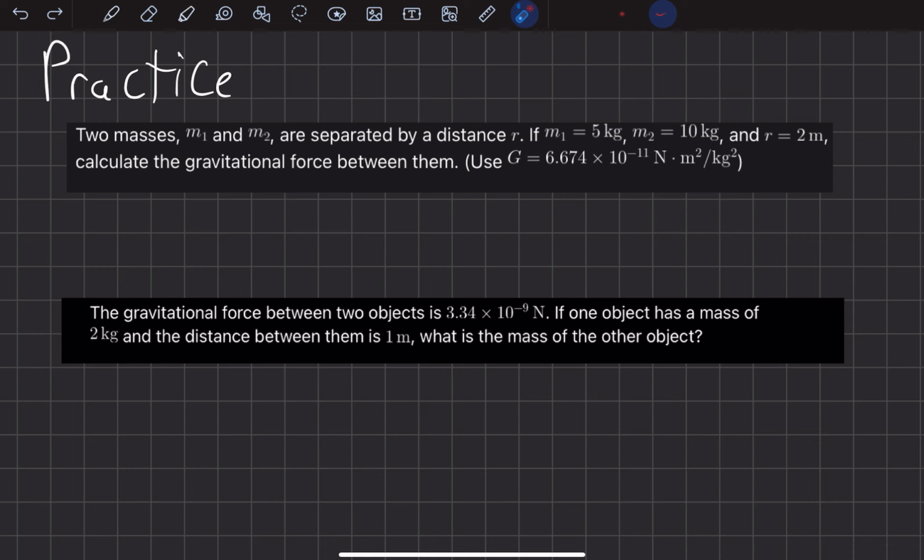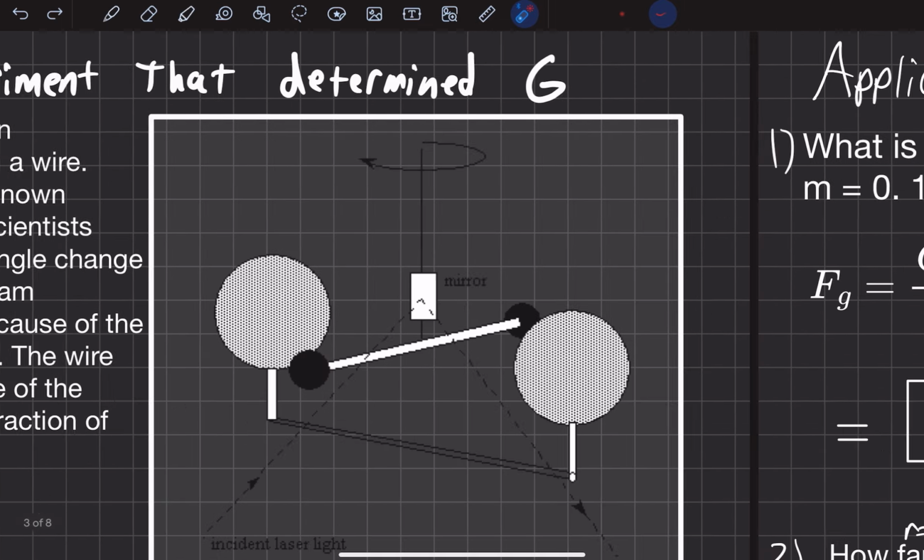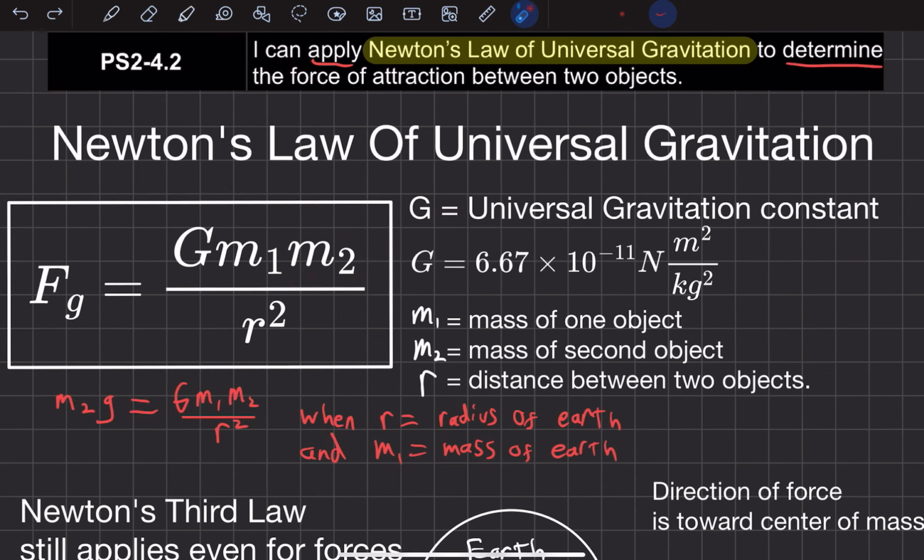The second one, now we're going to be given the gravitational force. So we're going to be given a gravitational force of 3.34 times 10 to the negative 9th newtons. And one object has a mass of 2 kilograms, and the distance between them is 1 meter. So what did I not give you? Well, I didn't give you the mass of the other object, so that's what you're going to solve for. So you're going to take this equation and solve for the second mass. We always have G. I've given you the mass of 1, the distance away, and the force that they experience. So you're going to rearrange the equation and solve for mass 2.